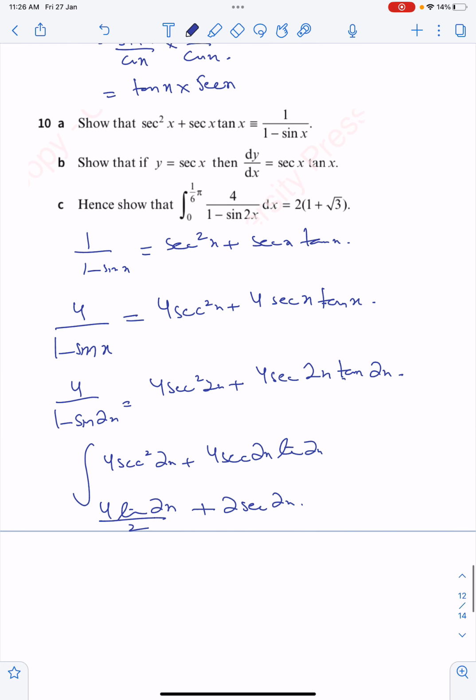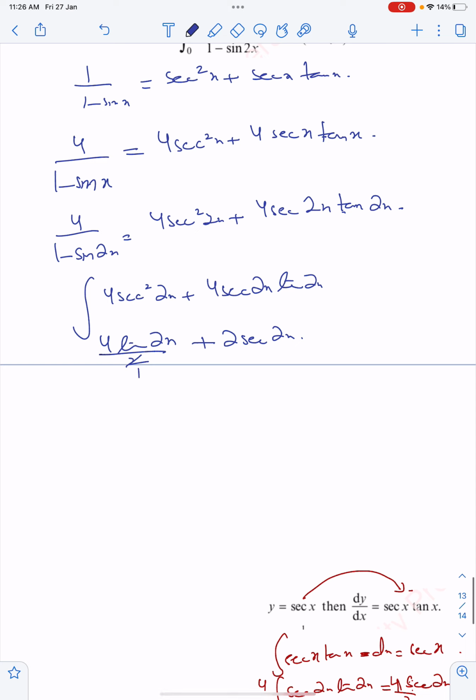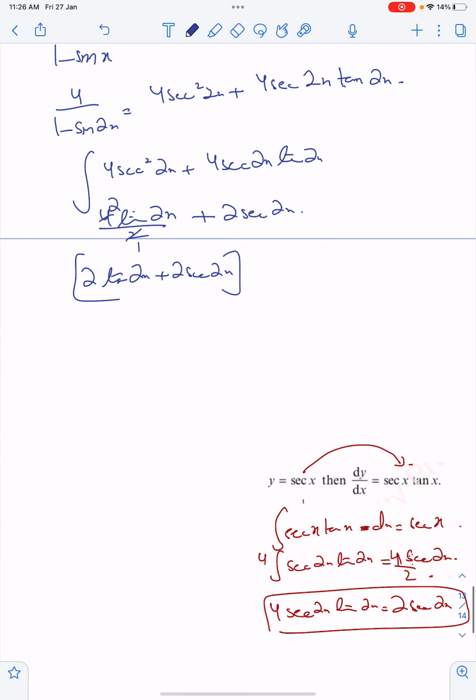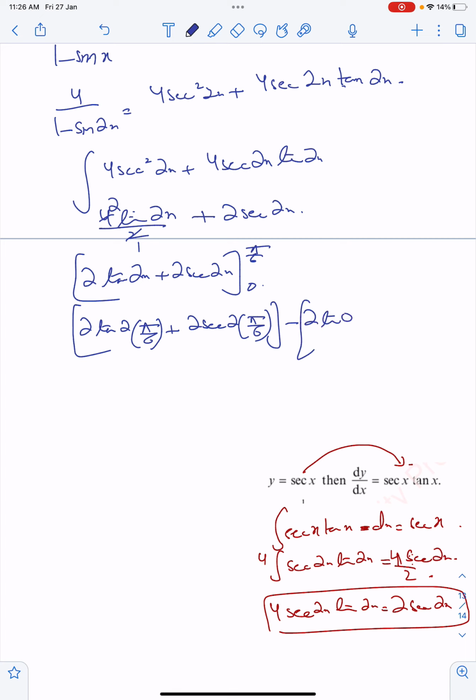Now I have to apply the boundaries pi by 6 and 0 onto this. When I simplify, I'm getting a 2. So 2 tan 2x plus 2 sec 2x, boundaries are pi by 6 and 0. 2 tan 2 pi by 6 plus 2 sec 2 pi by 6 minus 2 tan of 0, tan of 0 is 0 only, plus 2 sec of 0.